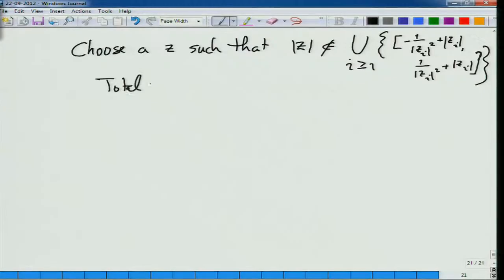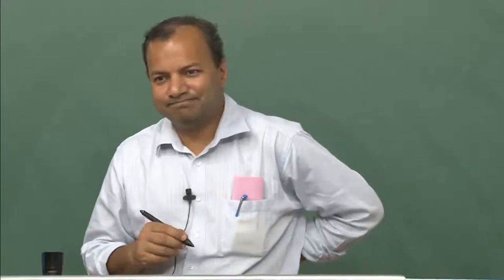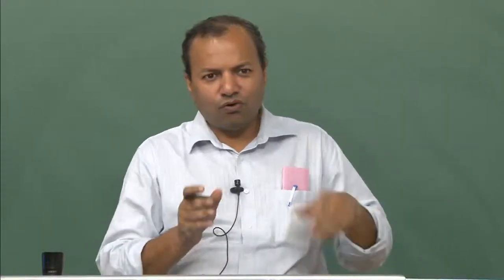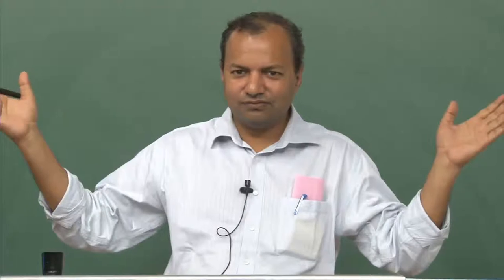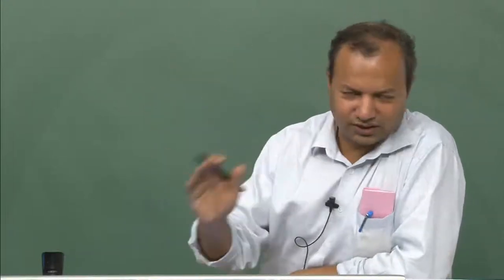So the total values omitted is at most the sum of 2 by z_i squared. Actually, it's less than or equal to, because for two different i's, these intervals may overlap. And this is bounded, right? Therefore, only finitely many values are ruled out. So you still have the whole range, infinitely many values, for your z to choose from. So you can always choose infinitely many larger z satisfying this property.